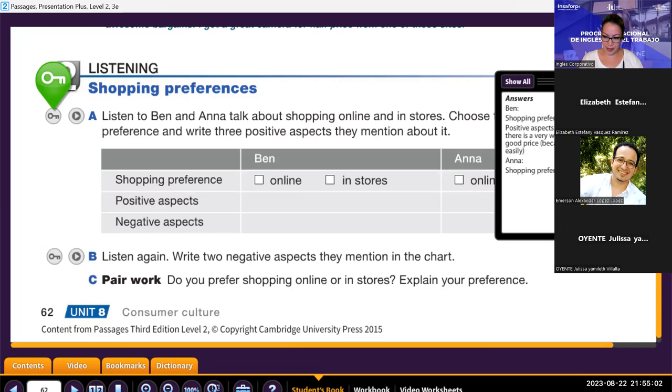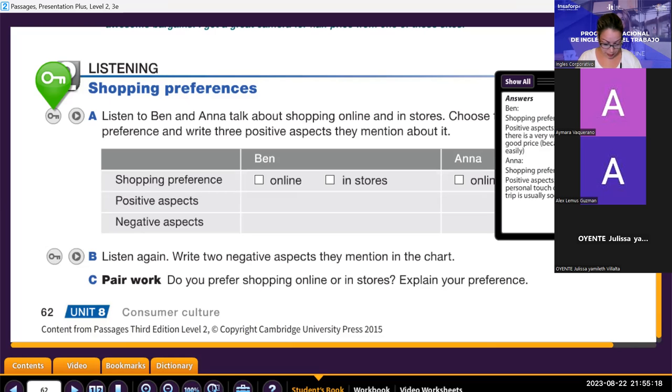Anything else that you get? She likes the attention of the shop staff. Yes, she also mentioned that. Excellent. She likes social time. Yes. Excellent. She mentioned this positive aspect, the ones that you already mentioned.